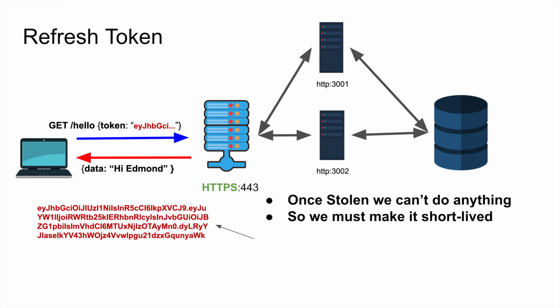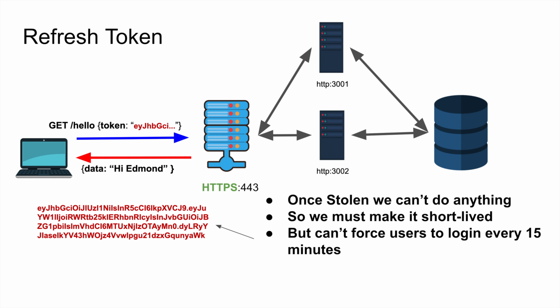So, yeah, it's not that easy. But if someone managed to do that, we want to make this token as short-lived as possible so they can only access, I don't know, 15 minutes, right? But the moment we make it short-lived, let's say 15 minutes, we're going to tell the users, "Hey, your token expired, log in again." That's very bad user experience. We can't force users to log in every 15 minutes.